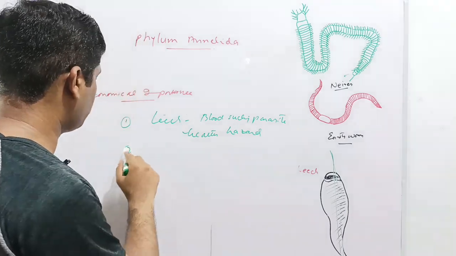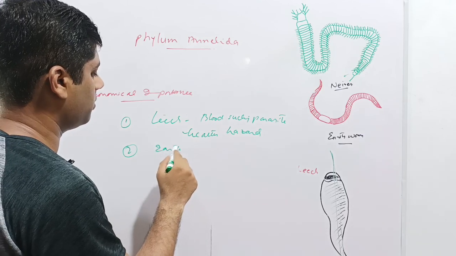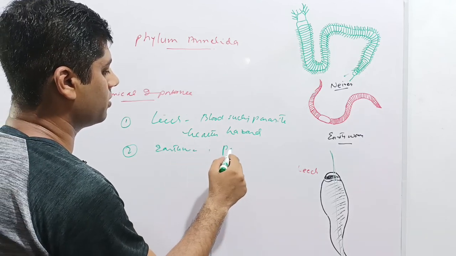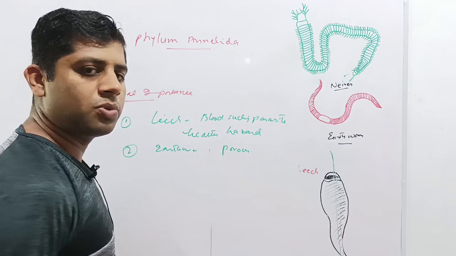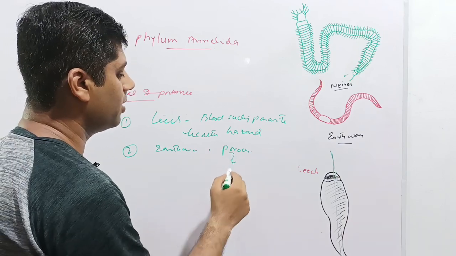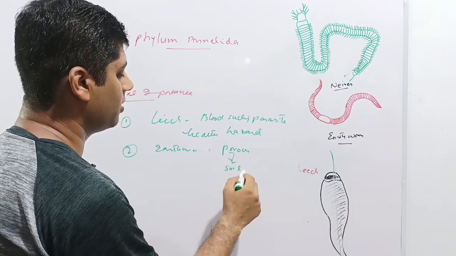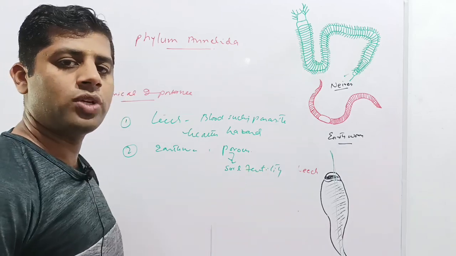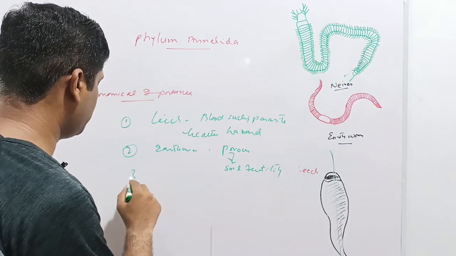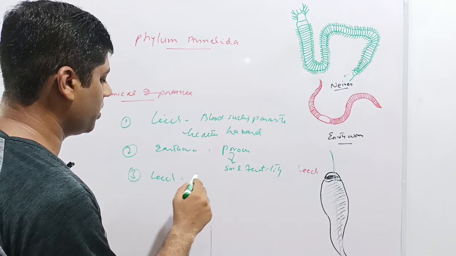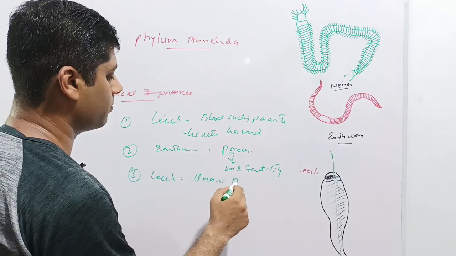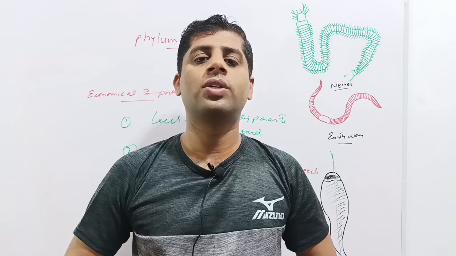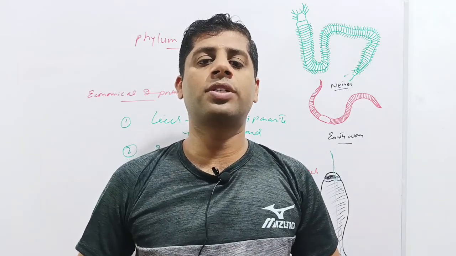The next, earthworm. Earthworm makes the soil porous. It creates pores in the soils and thus increases the soil fertility. So soil fertility is increased by the earthworm. So this is a useful aspect of the annelids, and also some leeches are used in the Unani medicines or herbal drugs. So these are the economically important aspects of the annelids.